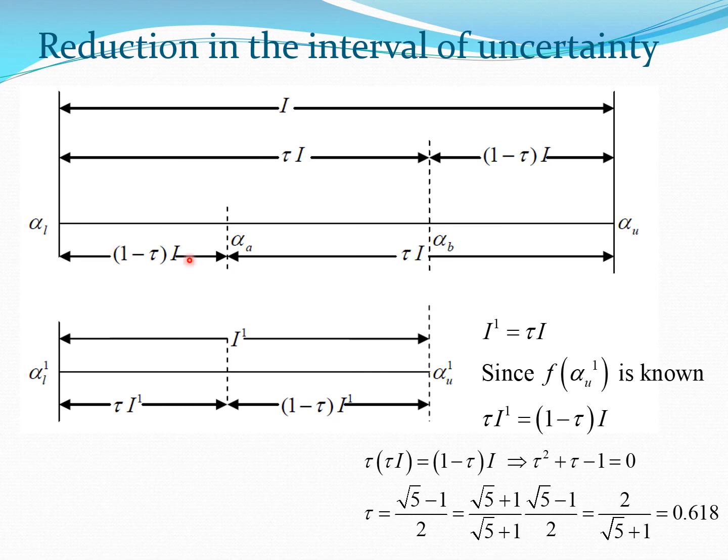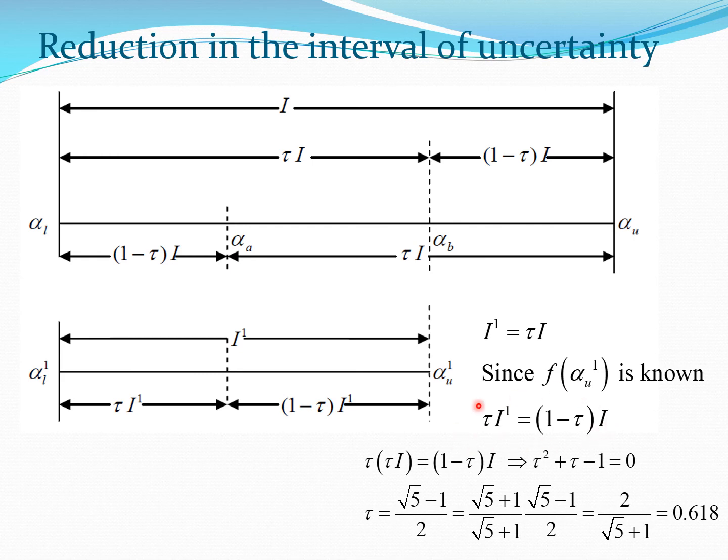So basically based on that philosophy, let us say we retain this part of the interval between alpha L and alpha B. And now I will try to figure out how to get the golden ratio. So let's look at the geometry of these two different line segments. So you can straight away see that this I superscript 1, which is the reduced line segment, is going to be equal to tau I, because tau I is this length here. So this is coming from geometry. Now you also see that tau I1, which is this distance here, is going to be the same as 1 minus tau I here.